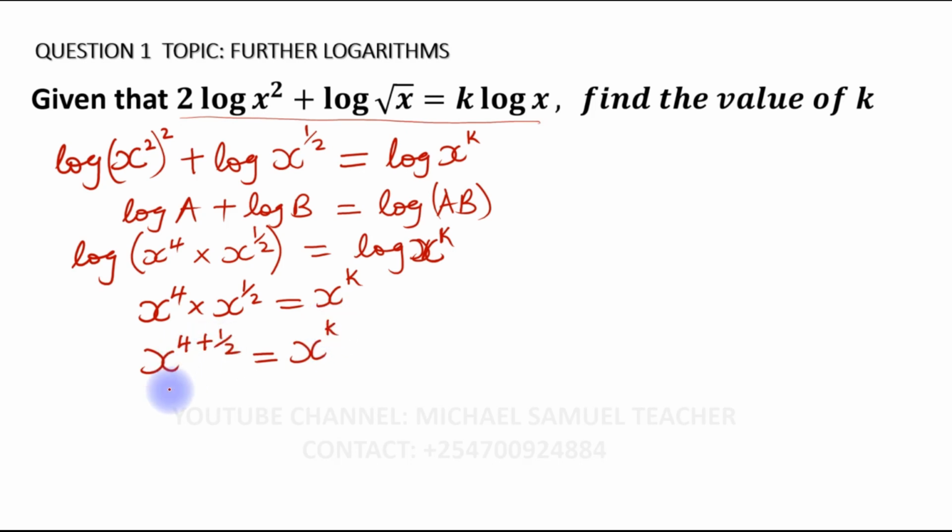So 4 plus a half will now be x raised to power 4.5, equal to x raised to k. Since the bases are the same, we equate the powers. Therefore k will be equal to 4.5, or 4 and a half, whichever will be accepted. So that's how we do question 1. Then we move on to question 2.